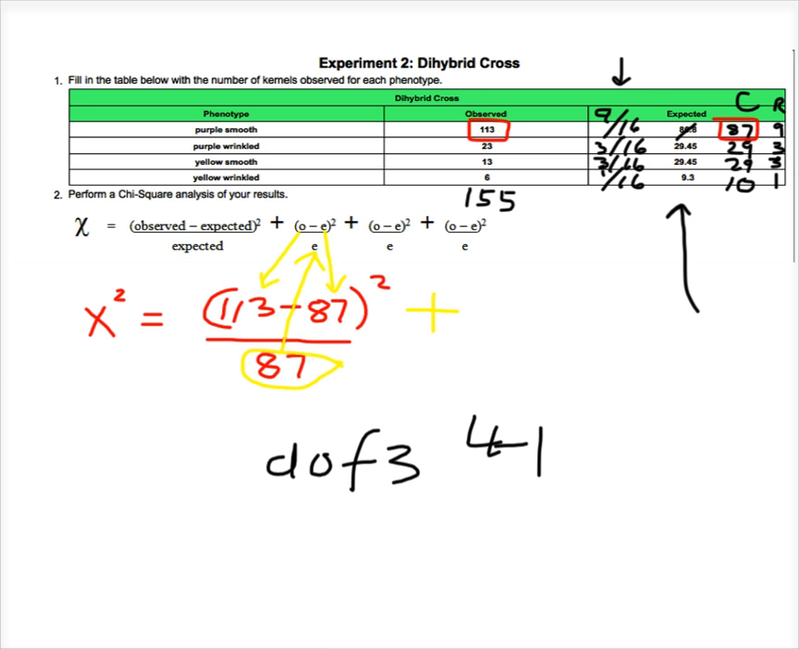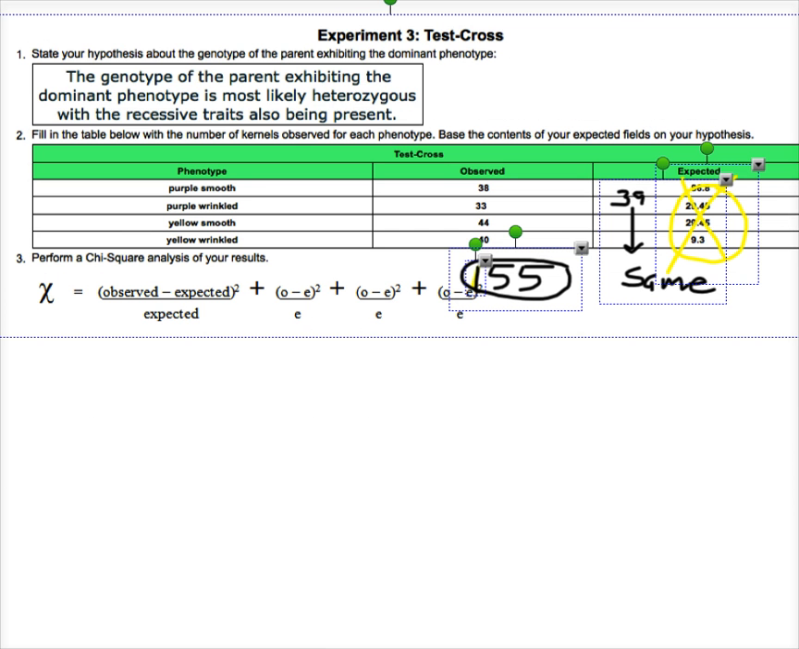So if we look at a sample that somebody did in the class, if you count how many kernels they looked at, 155. They observed 38, 33, 44, and 40 of the different possible phenotypes, which are your combinations of purple smooth, purple wrinkled, yellow smooth, and yellow wrinkled. What did you actually expect?